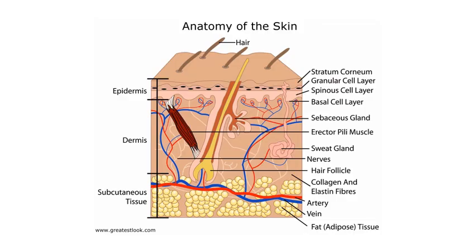So here we're going to look at the anatomy of the skin. It is important because we are massaging on the skin itself. You'll see the hair follicles, and the skin is divided into an epidermis, a dermis, and a subcutaneous tissue. Three layers that form the anatomy of the skin.